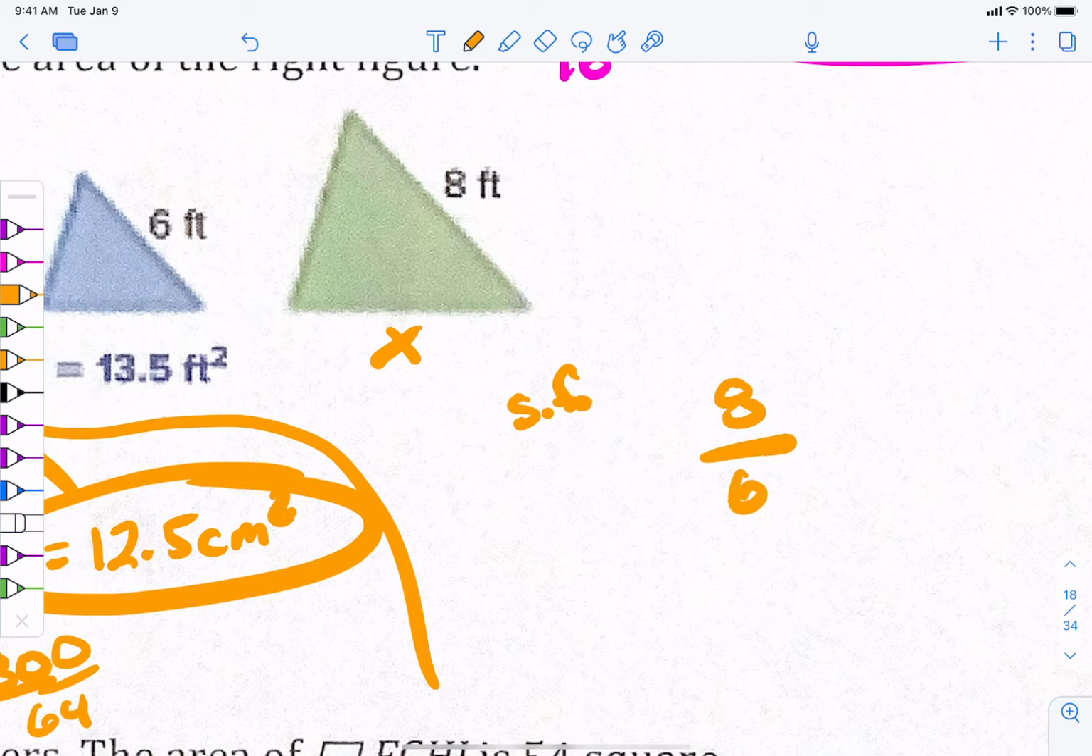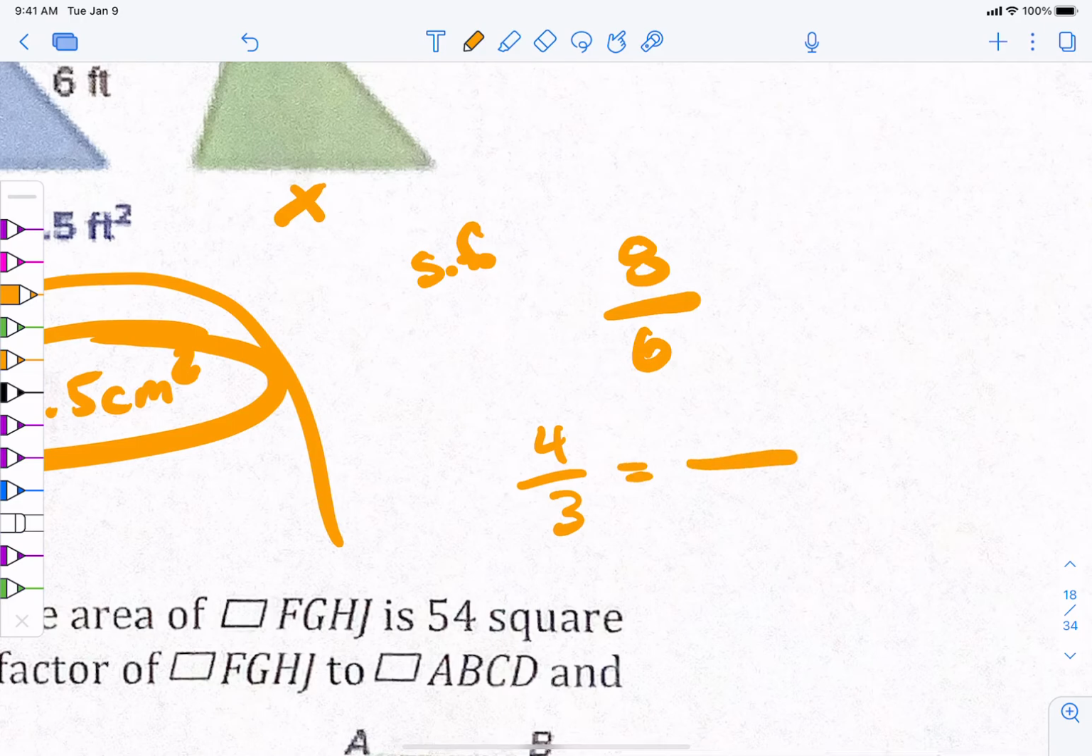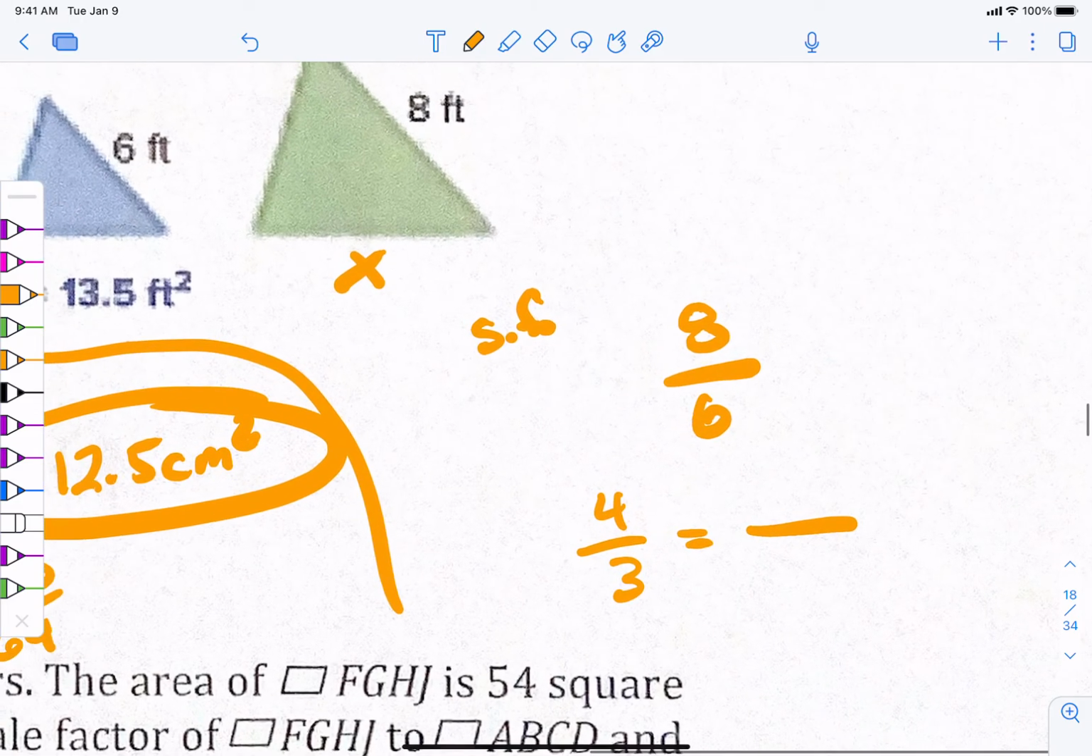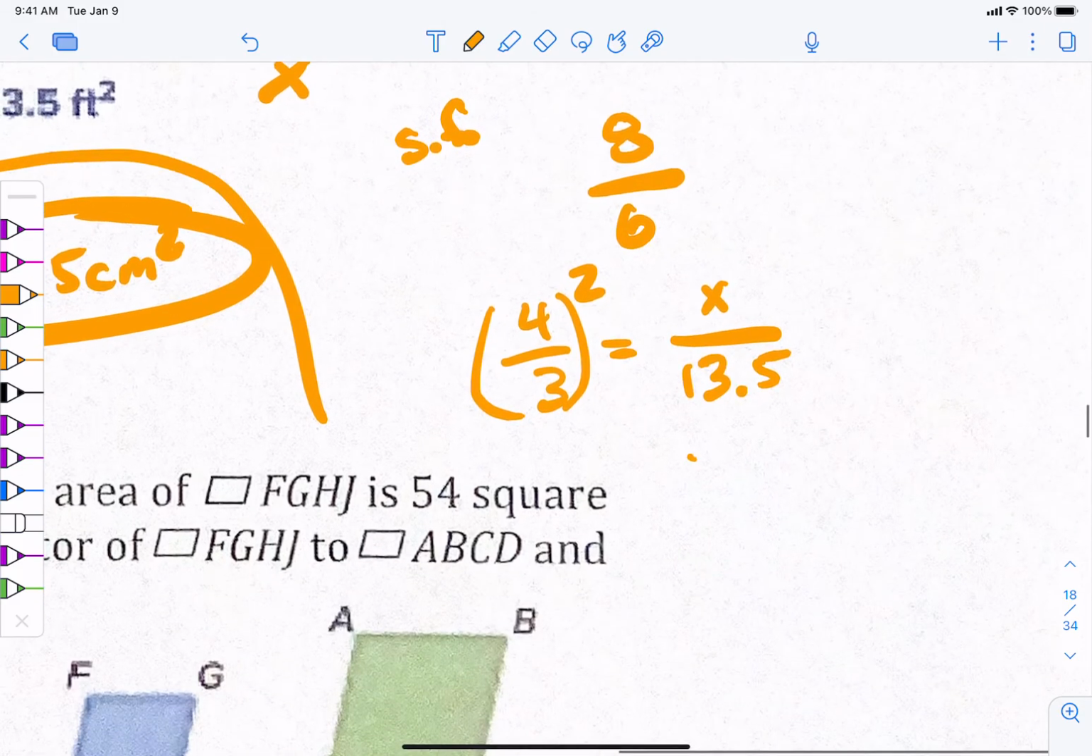8 over 6. If you want to reduce, that would be like 4 over 3. Okay. Then you have smaller numbers to deal with. Equals what over what? 8 over 6 or 4 over 3 equals x over 13.5. Okay. But we have to square the area first, right? Or square the scale factor first. So wait a second. 16 over 9 equals x over 13.5.